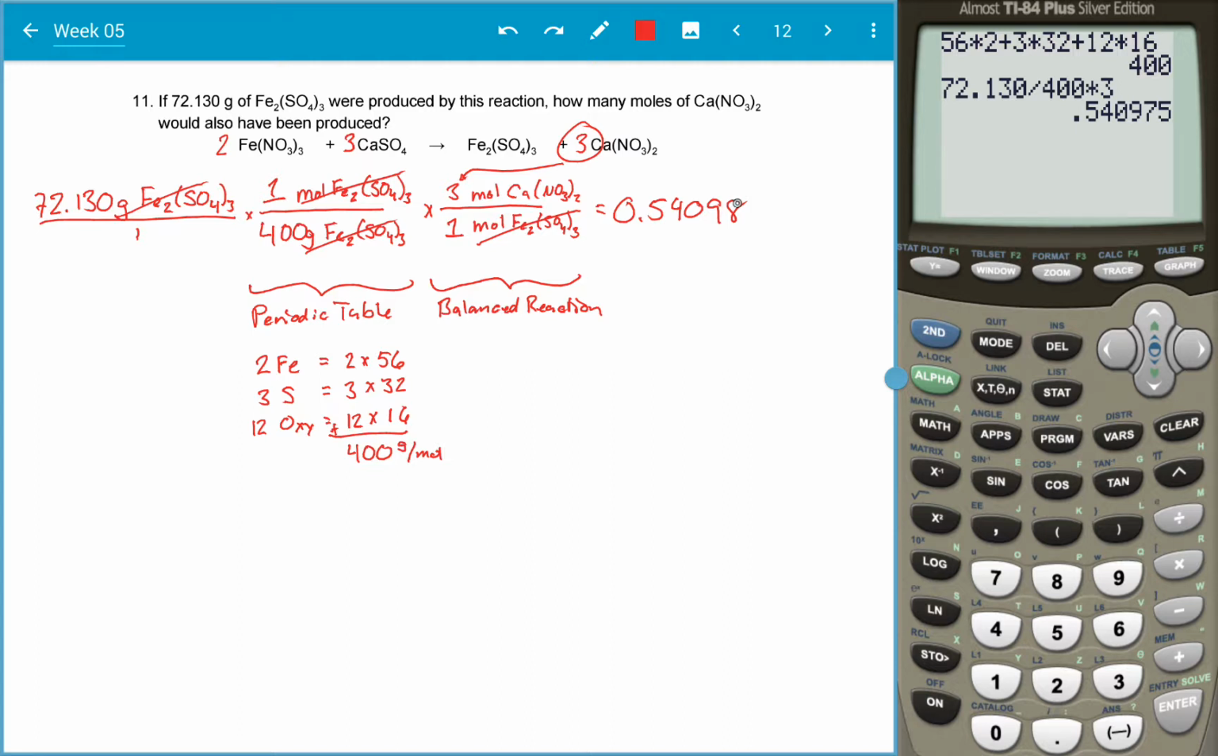But our answer also needs units. And in this case, the only things that have not canceled out for units are the moles of calcium nitrate. And this would be our final answer.